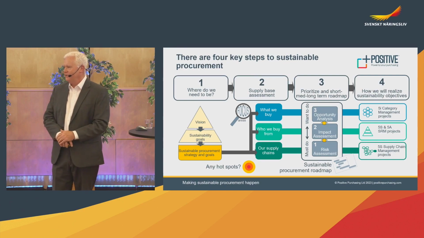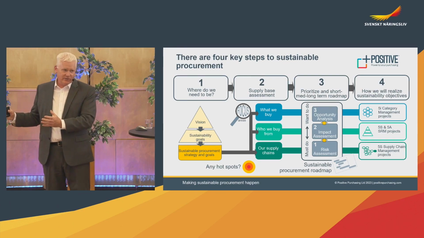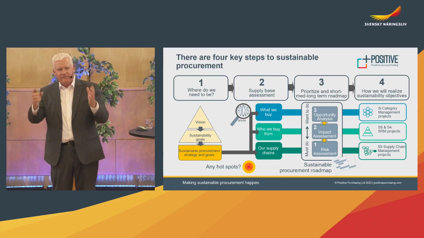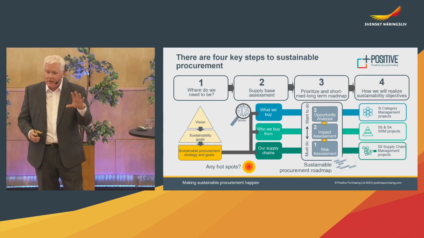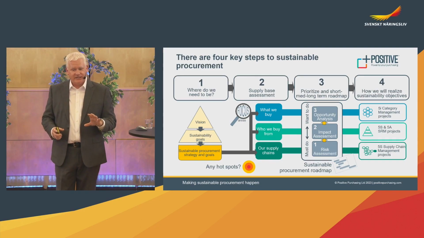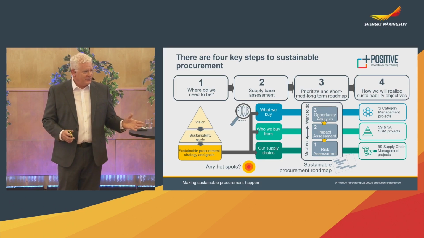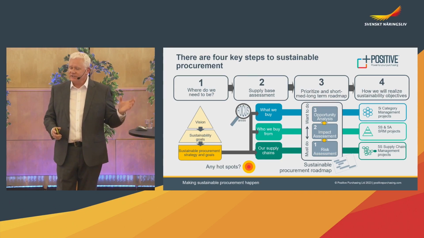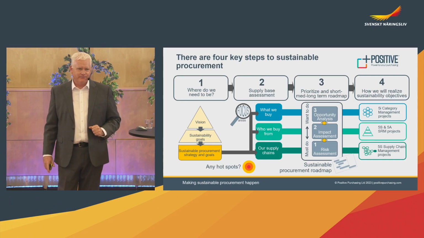So let's just sum up the journey so far. We have our vision, our goals, we have our procurement goals, and we're looking at the focus areas. We're thinking about what we buy, who we buy from, and our supply chains. And then we need to begin to figure out what we're going to do. We need a prioritized assessment of what we're going to do to be able to drive change.